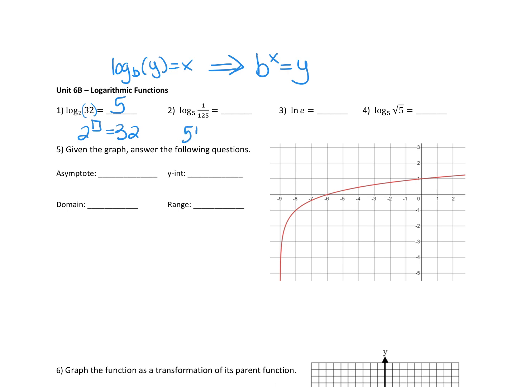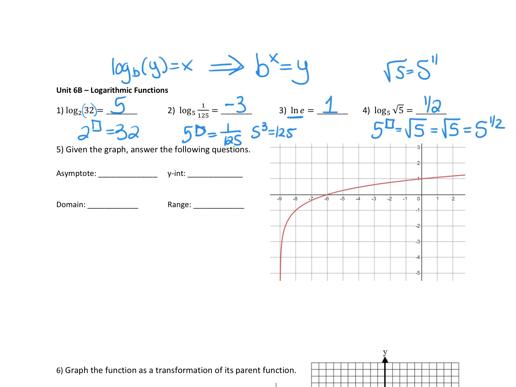Same here, I have 5 to what power would equal 1 over 125. Now 5 to the 3rd power would equal 125. So to make a fraction, it's going to be the -3rd power. Now ln and e are inverse of each other, so ln of e is always 1. Now this is saying 5 to what power is the square root of 5? Well, the square root of 5 is the same as 5 to the 1/2. So that means that the exponent is 1/2, because the square root of 5 is the same as 5 to the 1/2 power. So if it was the cubed root of 5, it'd be 5 to the 1/3 power.